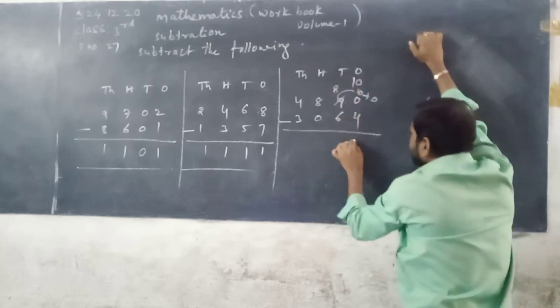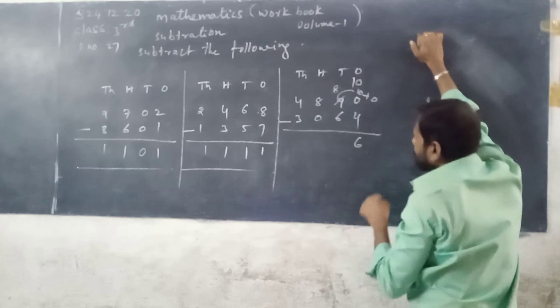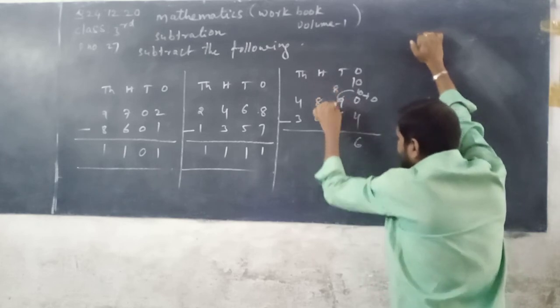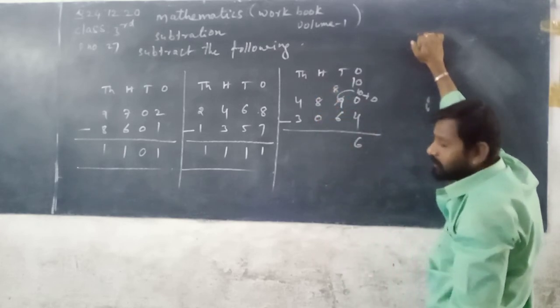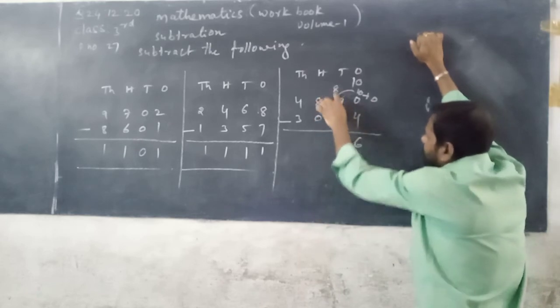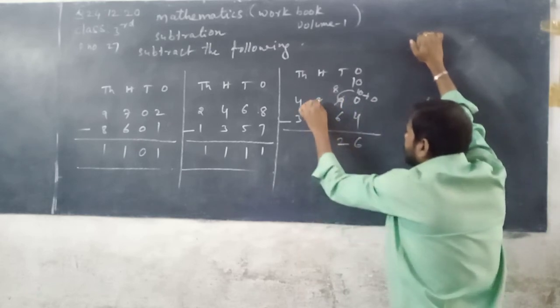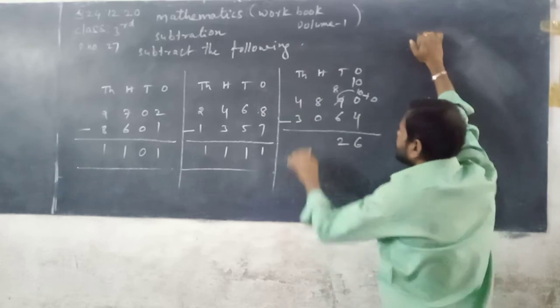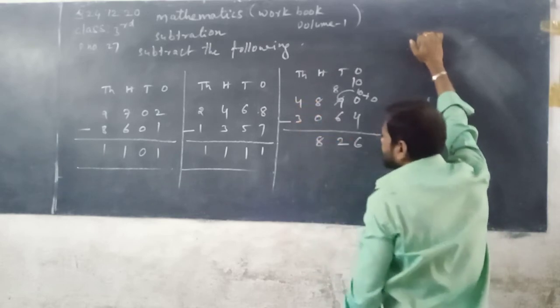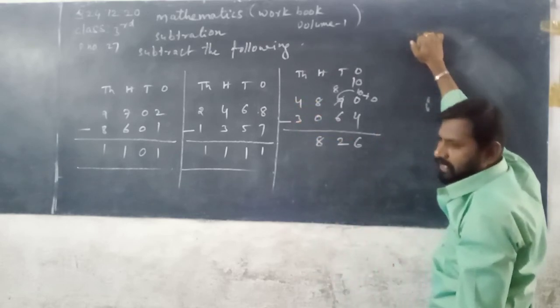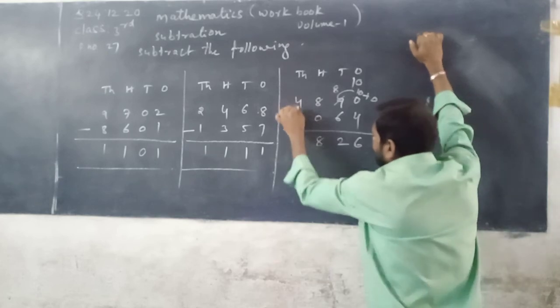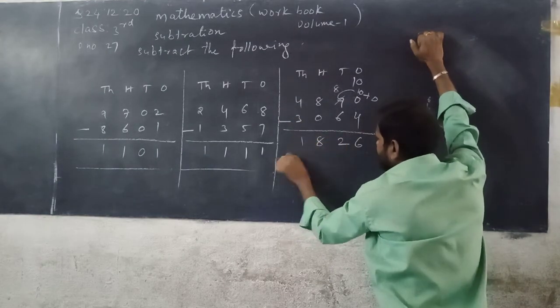10 minus 4, 6. Now next subtract the digits in the tens place. 8 minus 6, possible, because 8 is bigger than 6. 8 minus 6, you get 2. Next we subtract the digits in the hundreds place. 8 minus 0, you get 8. When 0 is subtracted from any number, you get the same number. Next, 4 minus 3 is also possible, you get 1.